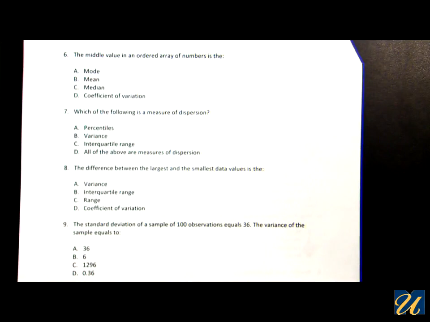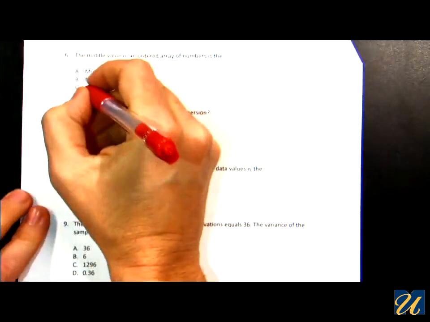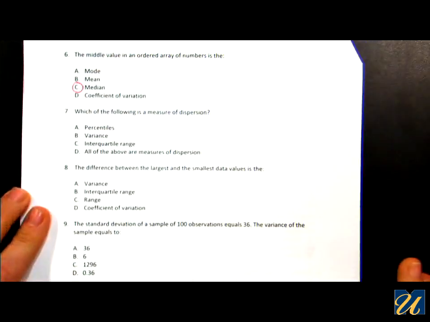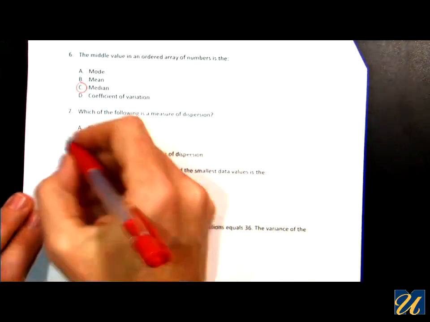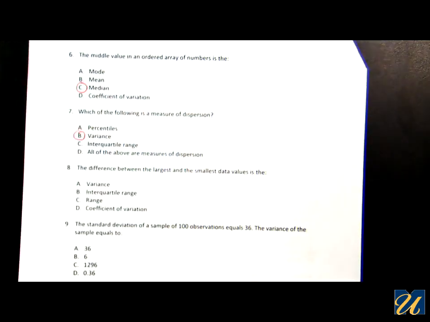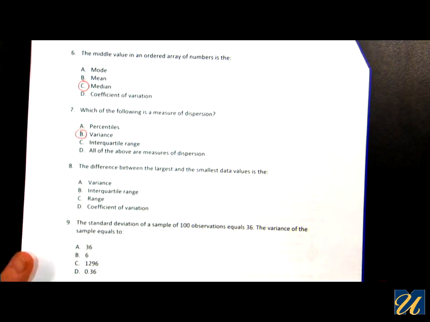Number 6, the middle value in an ordered array of numbers is, as we all know by now, the median. Which of the following is a measure of dispersion? A measure of dispersion would be variance. The difference between the largest and the smallest data value is the range.